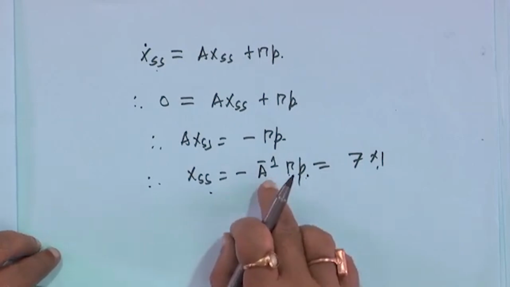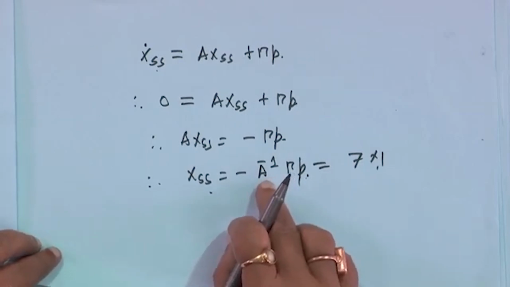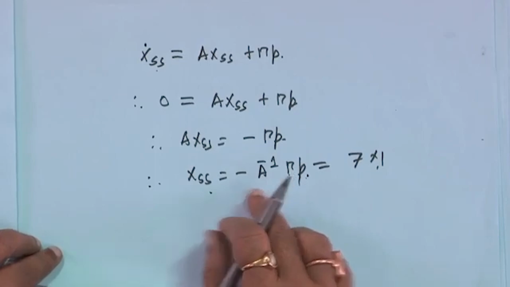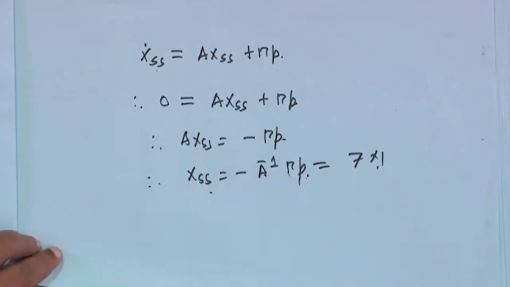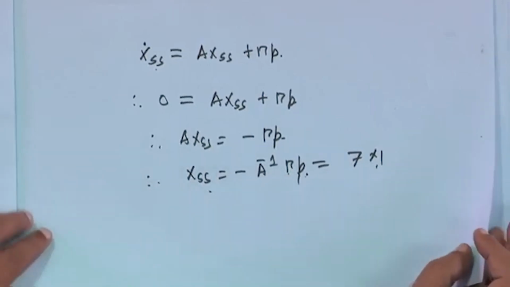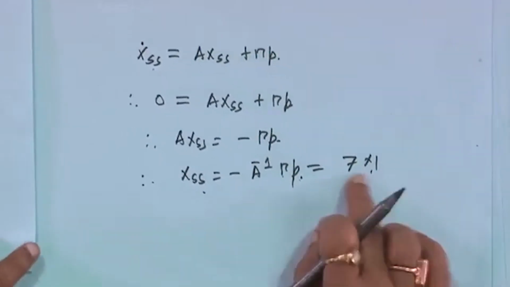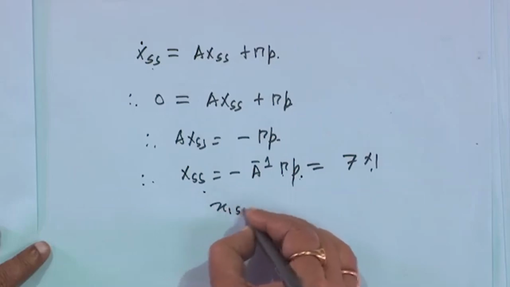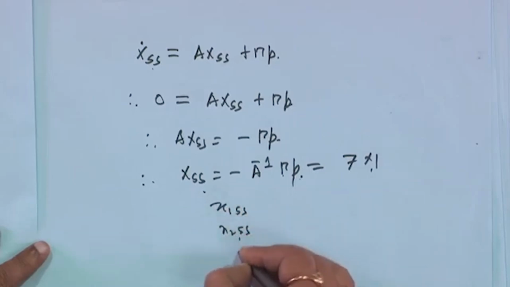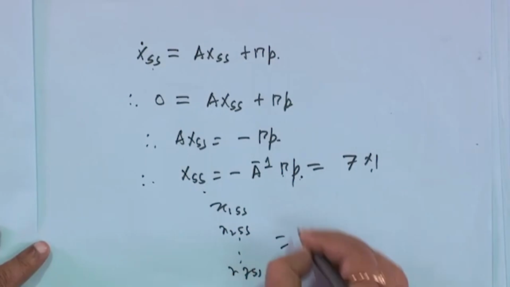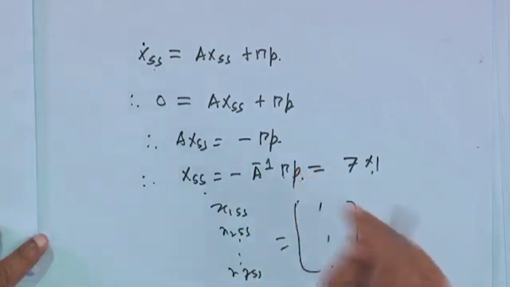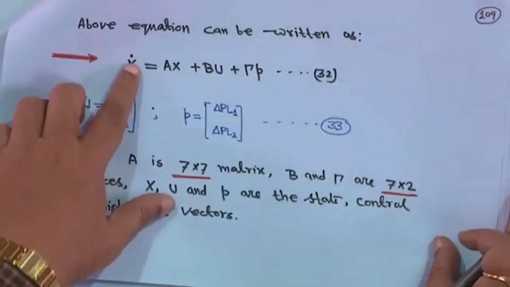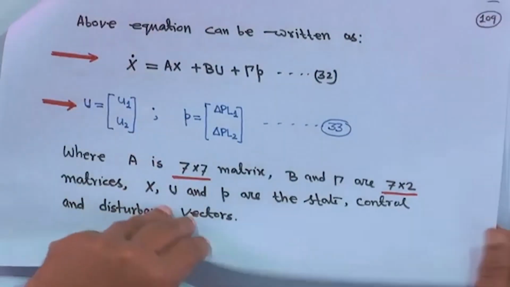the steady state value. Of course, A inverse has to exist, then only it is possible, otherwise it is not possible. So this will be a 7 by 7 system; whatever values we get, the first one will be x1 ss, the second one x2 ss, up to x7 ss. All the steady state values you will get, and you can easily verify in MATLAB also. So that is what I told you about x dot is equal to Ax plus Bu plus gamma p.